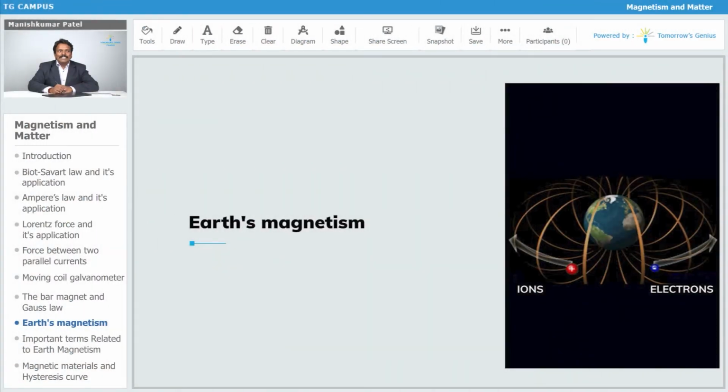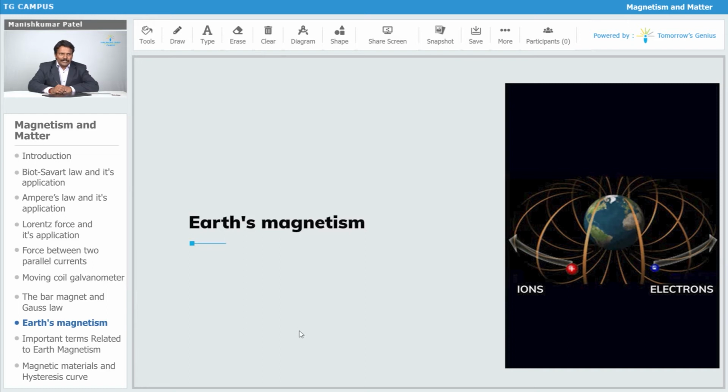Now we will see the next point, that is earth magnetism. Earth itself acts as a huge magnet. So what is the basis behind that? What is the scientific theory? Actually there are various points. So why will the earth act as a magnet?